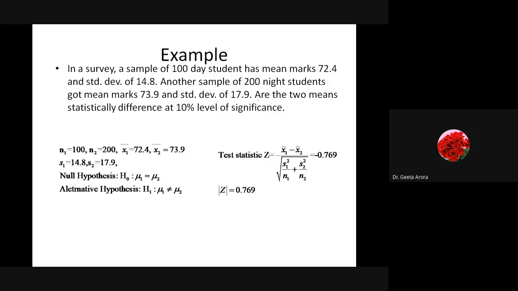So let's see what are the things. Here we have n1, n2, x1 bar, x2 bar, s1 and s2. These are the things given to us. Then we have the null hypothesis again, that mu1 is equal to mu2. We have assumed that the mean marks obtained by the day students is similar to the night students, those who study at night. So this is our null hypothesis. Alternative hypothesis, that yes, they are not the same, they are different.